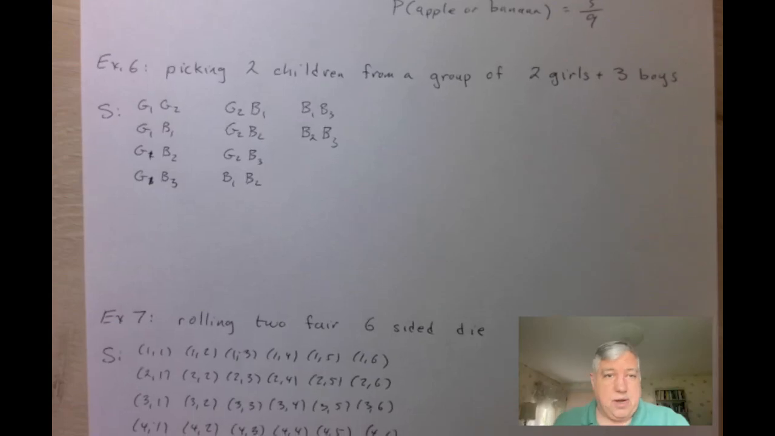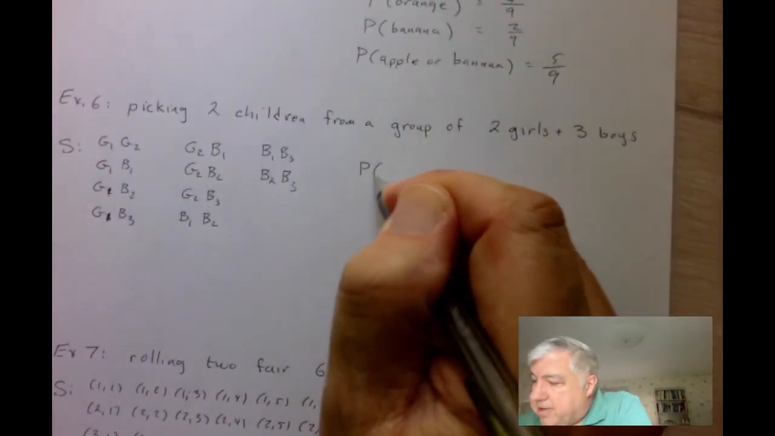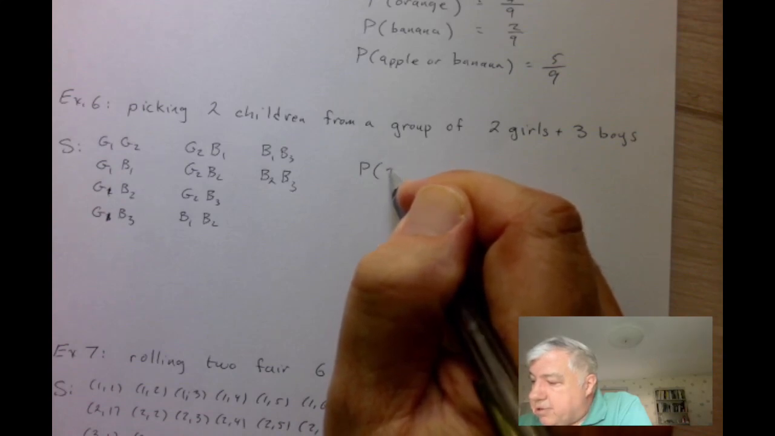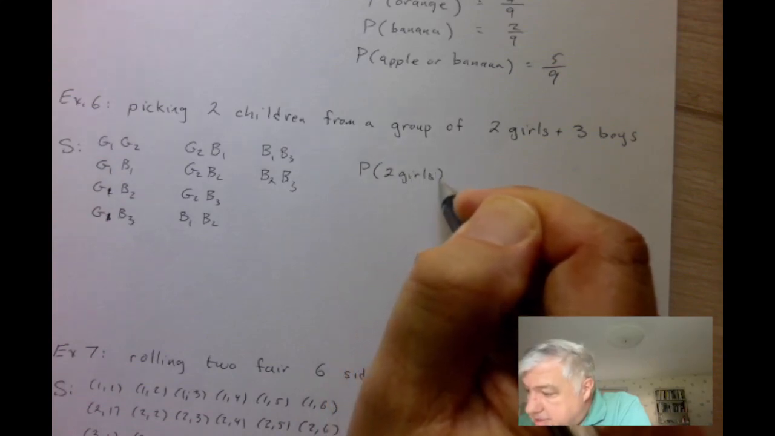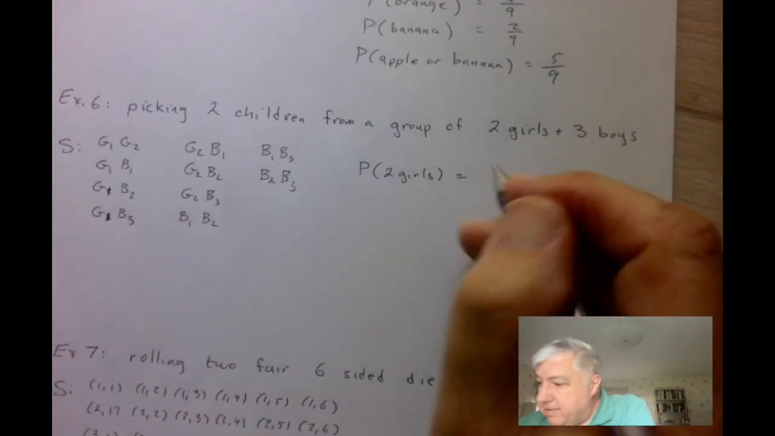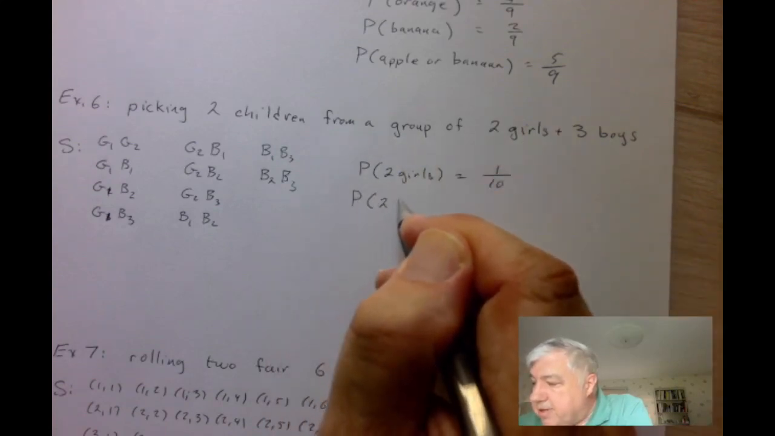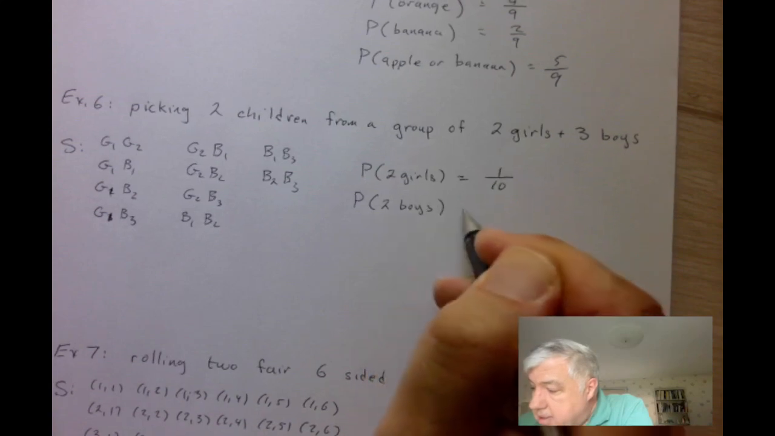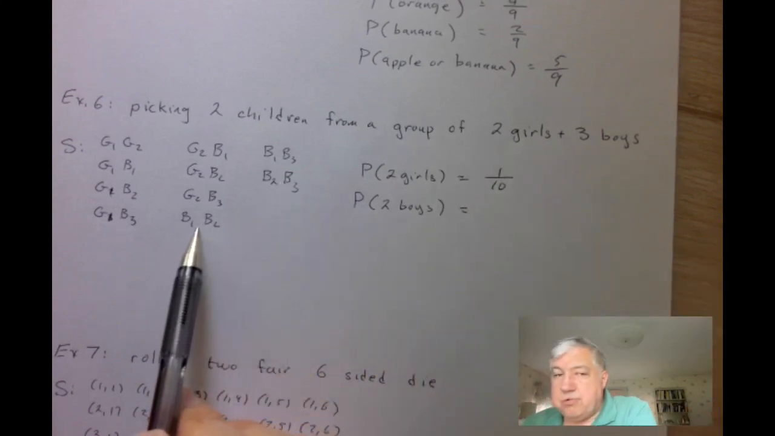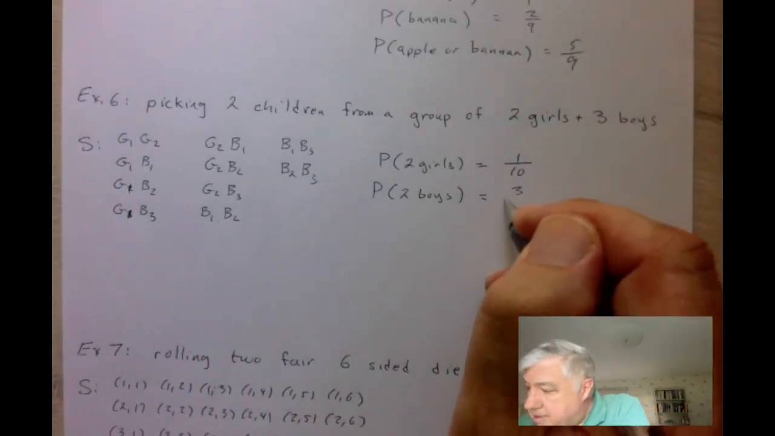If we wanted to talk about picking 2 children from a group of 2 girls and 2 boys, obviously if we want to talk about the probability of picking exactly 2 girls, well, there's only one outcome in which this happens, right? 1 out of 10. If we want to talk about the probability of 2 boys, there are 3 cases in which that happens, here, here, and here. So that would be 3/10.